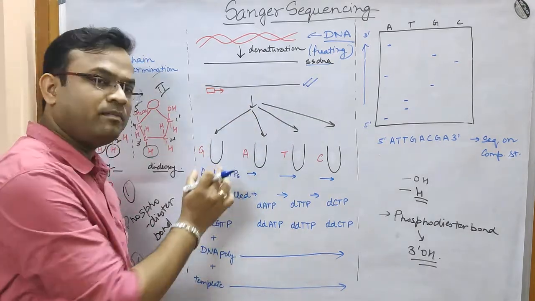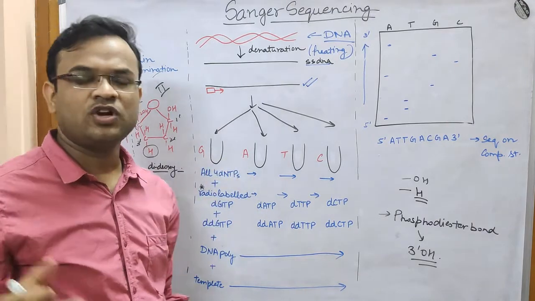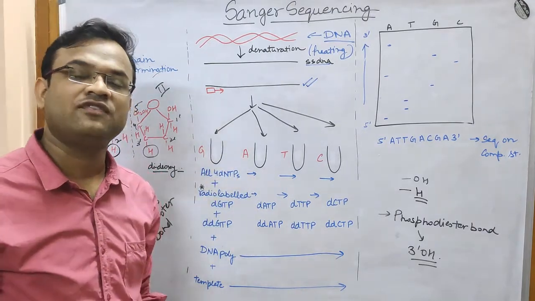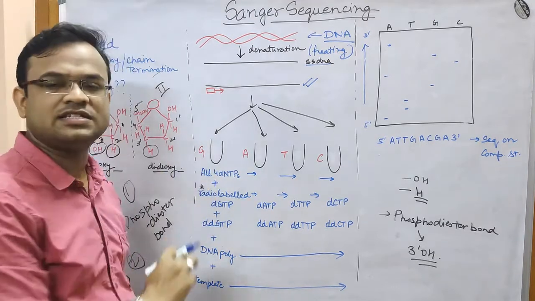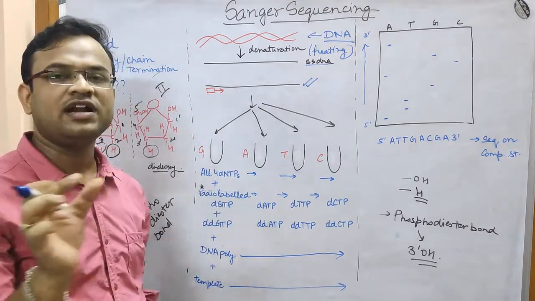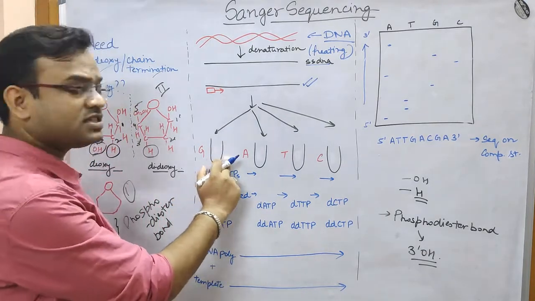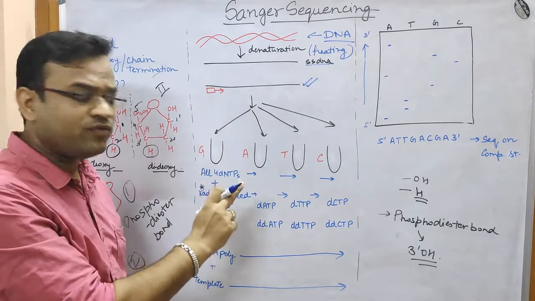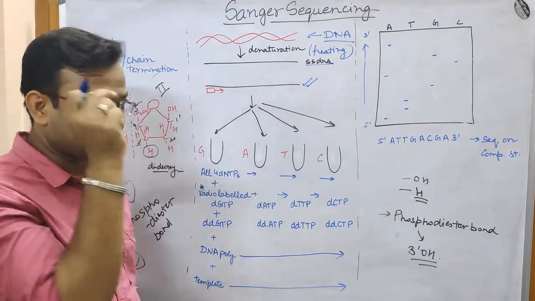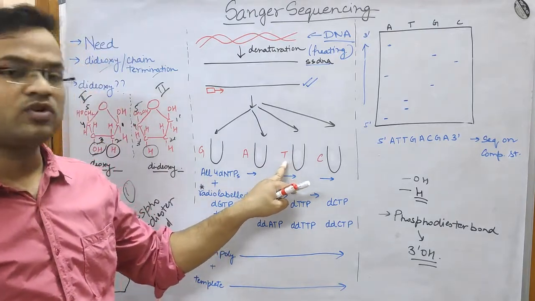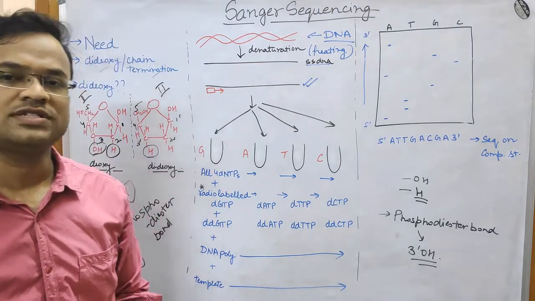I would make 4 tubes. Each tube would be responsible for giving me the information about a particular nucleotide. Let us label these 4 tubes with different nucleotide names. Suppose this is the first tube. This would give us the information about guanine. This is the second tube, would give us the information about adenine. Third would give us the information about thymine, and fourth would give us the information about cytosine.